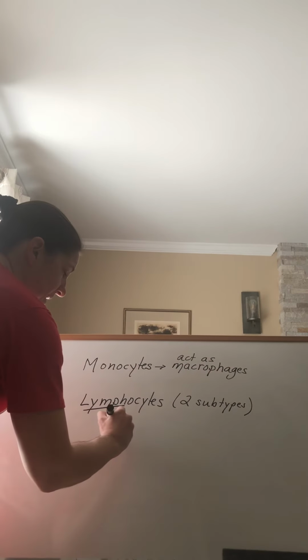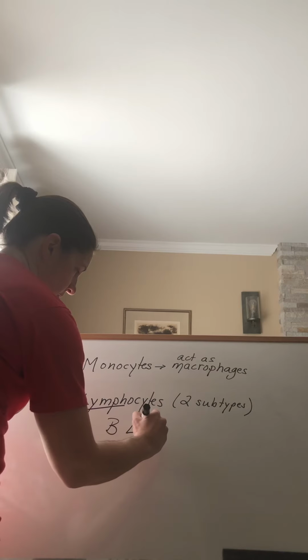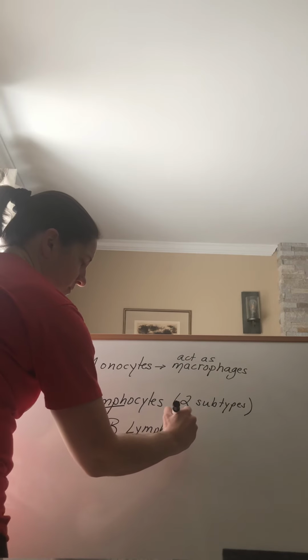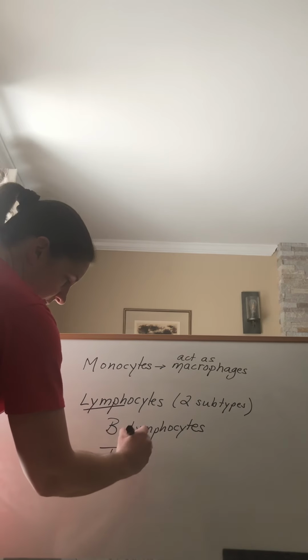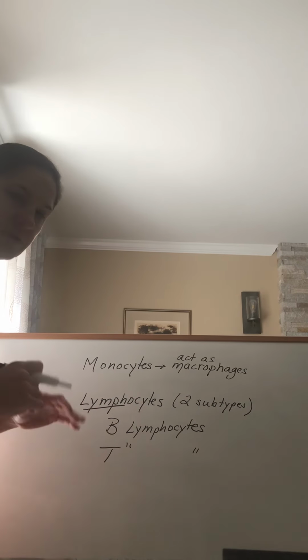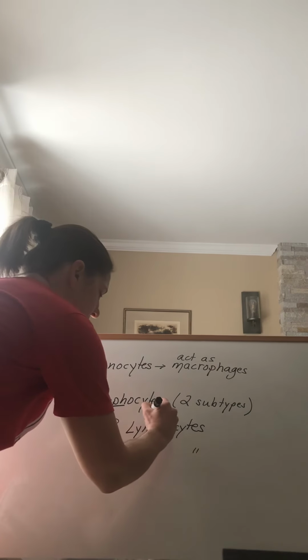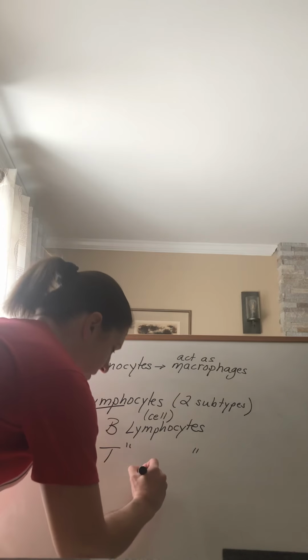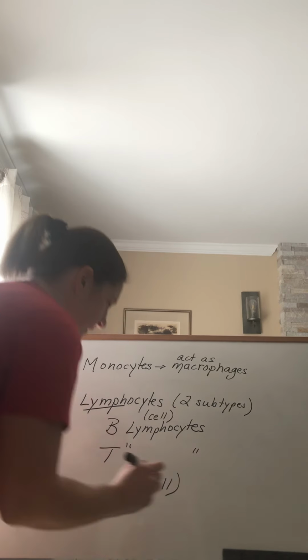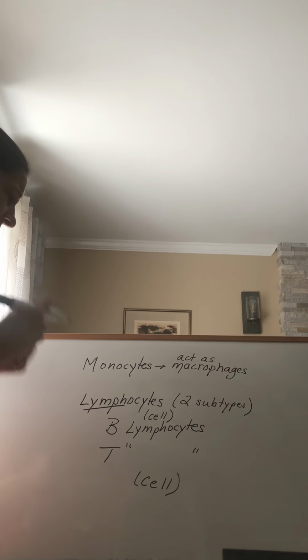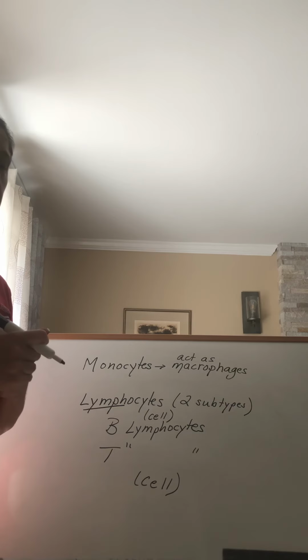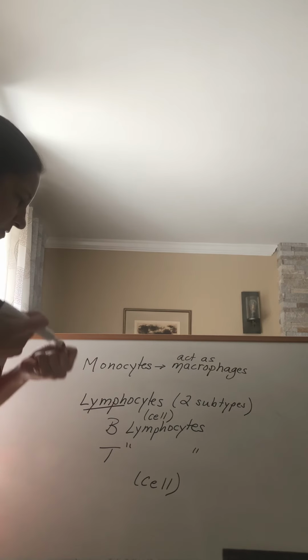You have your B lymphocytes, which are sometimes just called your B cells. And then you have your T lymphocytes, which are sometimes just called T cells. So if you see B cell or T cell, that's short for a B lymphocyte and a T lymphocyte. These are a very important part of what's called your specific or your adaptive immunity.